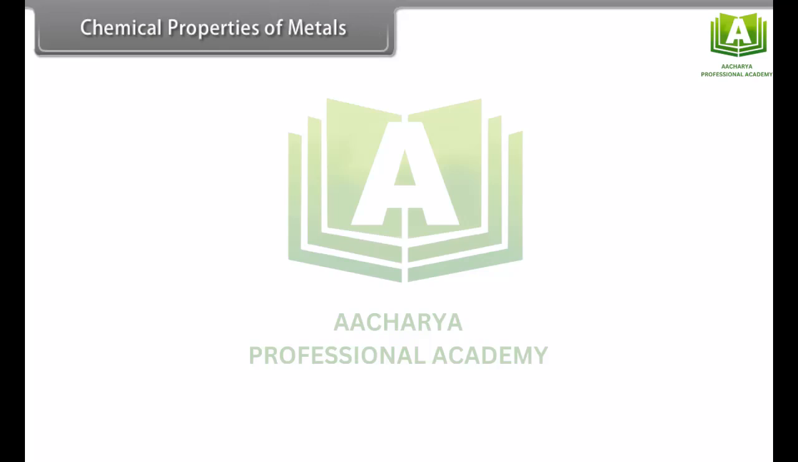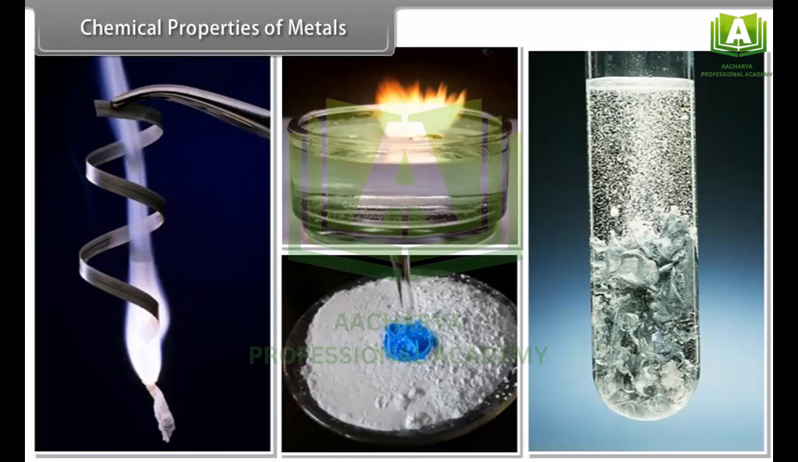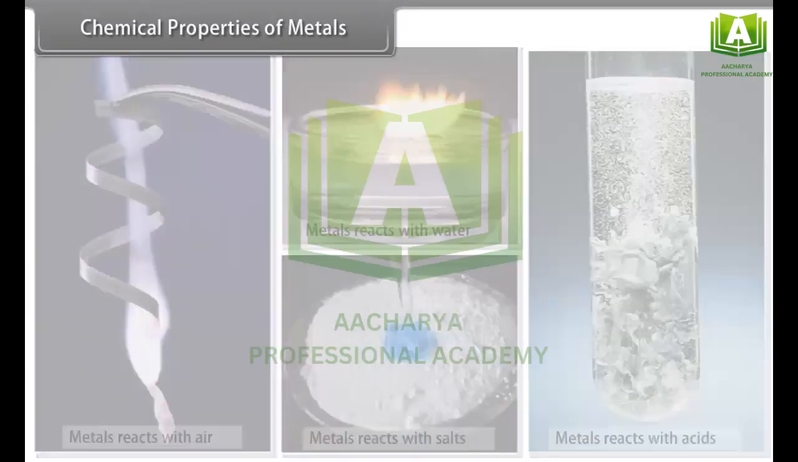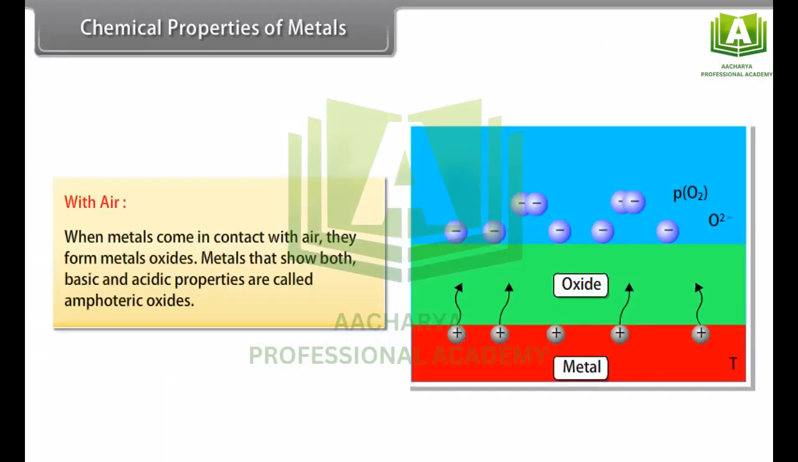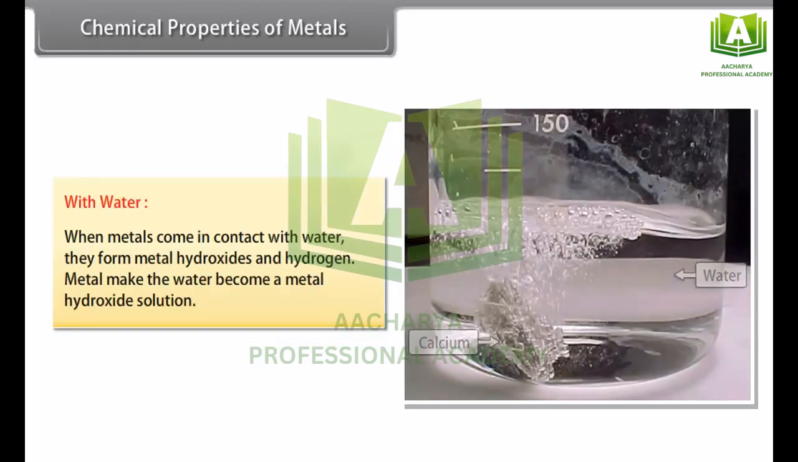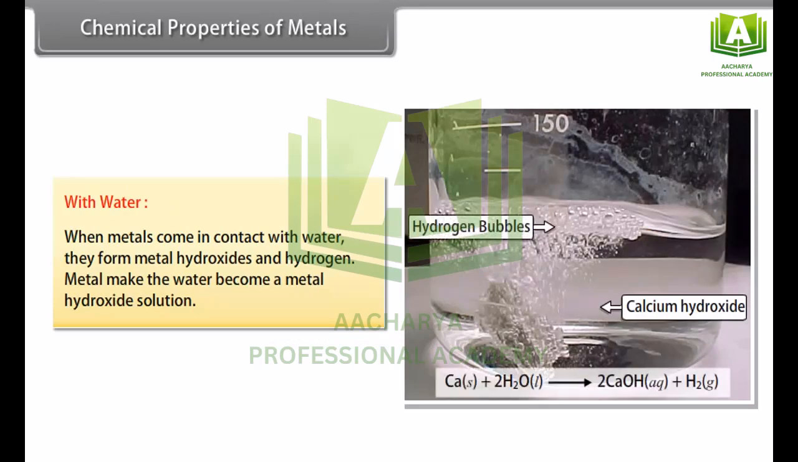Chemical properties of metals. Let us look at some chemical properties of metals. These properties include reactions of metals with other elements, that is, air, water, acids, and other metal salts. With air. When metals come in contact with air, they form metal oxides. There are some metals that show both basic and acidic properties. Such metals are called amphoteric oxides. With water. When metals come in contact with water, they form metal hydroxides and hydrogen. Metal makes the water become a metal hydroxide solution.